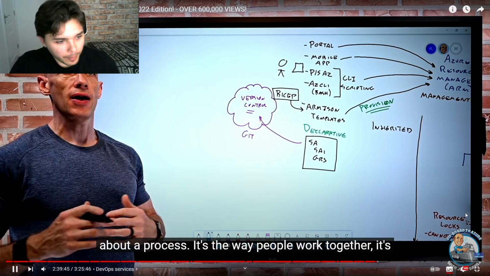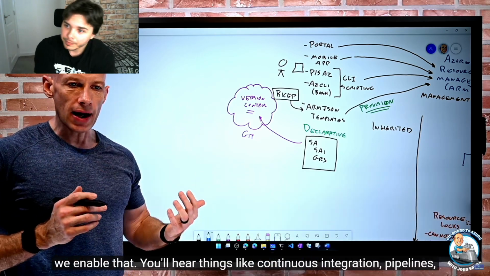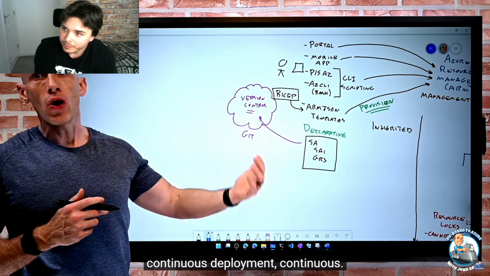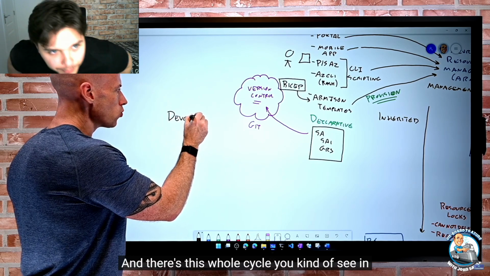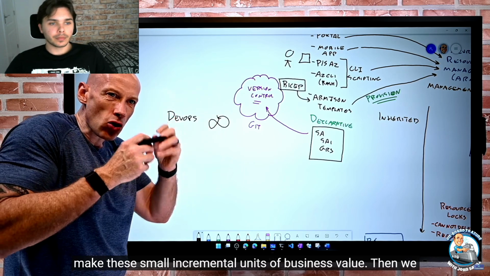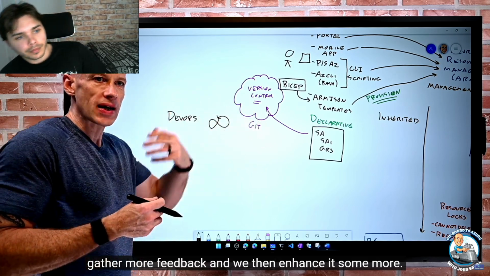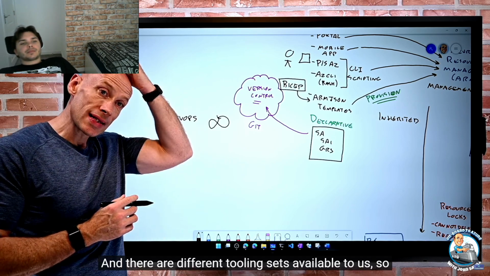It's the way people work together. It's the tooling process they may leverage. And there's different ways we enable that. You'll hear things like continuous integration, pipelines, continuous deployment, continuous delivery. So we have this idea of DevOps. And there's this whole cycle you kind of see in DevOps around, hey, we get feedback, and then we constantly make these small incremental units of business value. Then we gather more feedback, and we then enhance it some more. It's a never-ending loop.